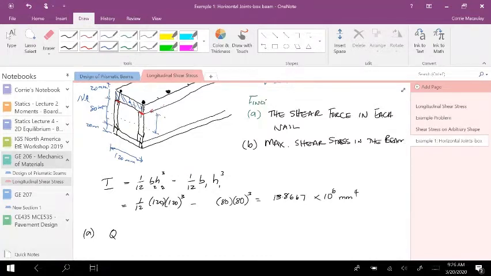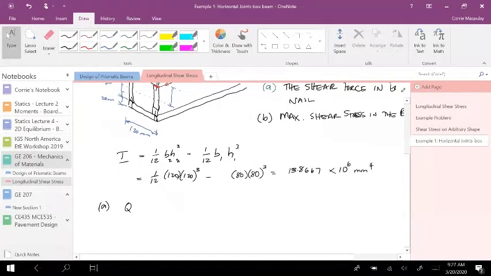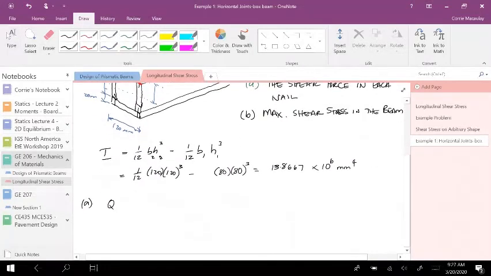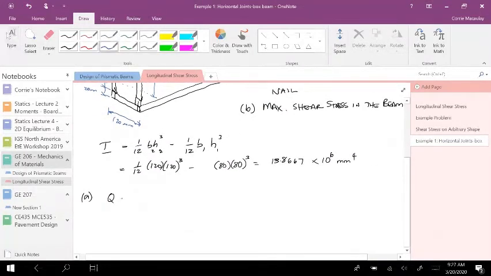All right, everybody okay with that? I hope. Yes. All right, good deal. So Q is the area times that y distance. I'll call it y tilde here. So therefore my area is 120 by 20, this is millimeters by 20 millimeters.